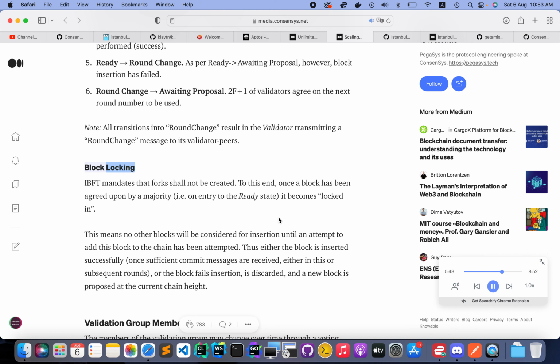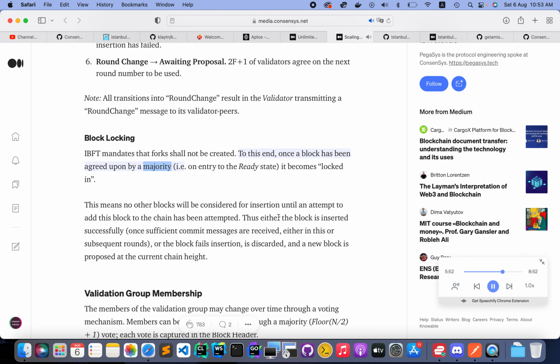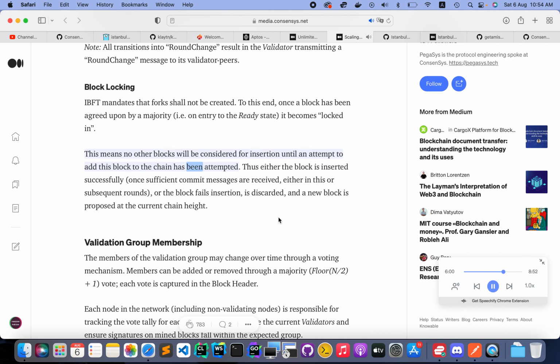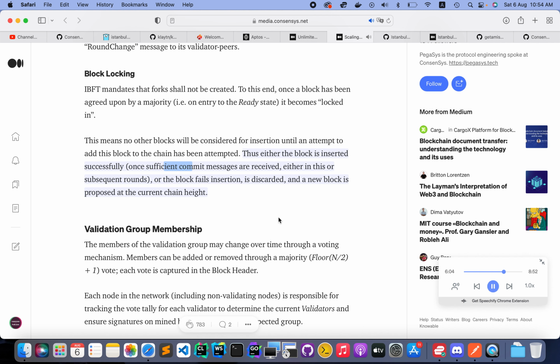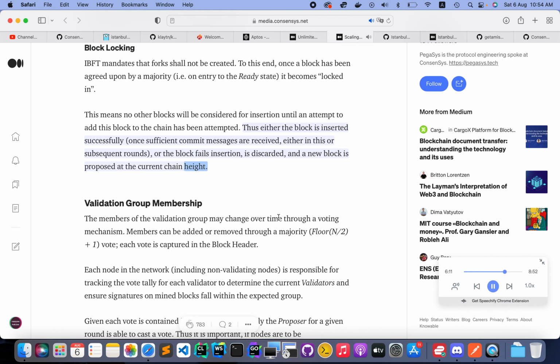Block locking. IBFT mandates that forks shall not be created. To this end, once a block has been agreed upon by a majority, i.e. on entry to the ready state, it becomes locked in. This means no other blocks will be considered for insertion until an attempt to add this block to the chain has been made. Thus either the block is inserted successfully, once sufficient commit messages are received, either in this or subsequent rounds, or the block fails insertion, is discarded, and a new block is proposed at the current chain height.